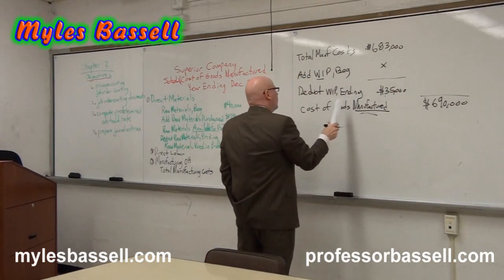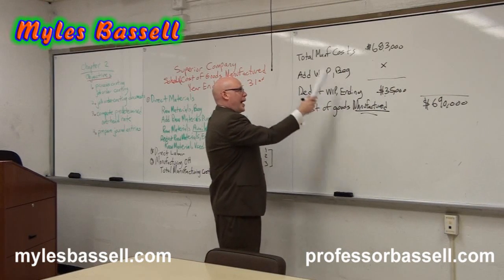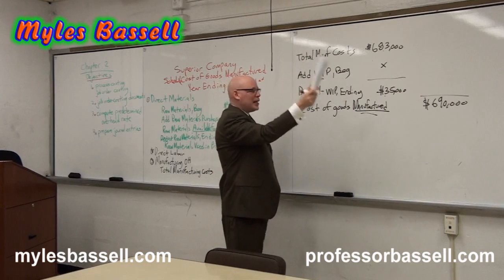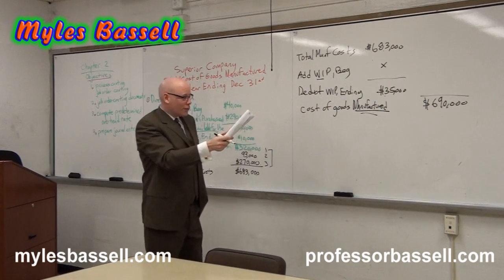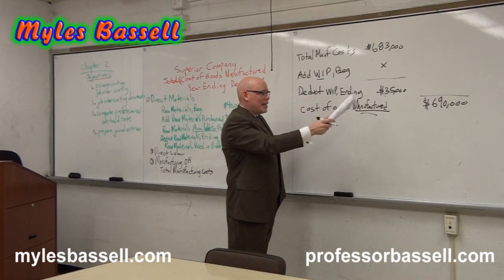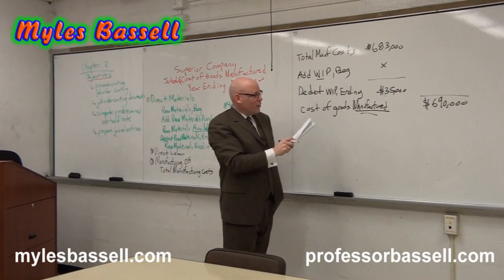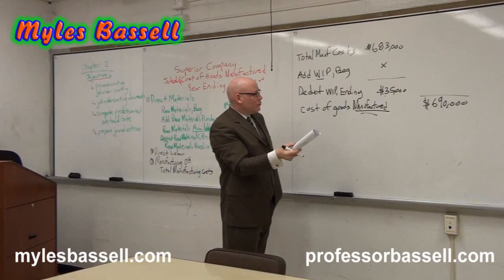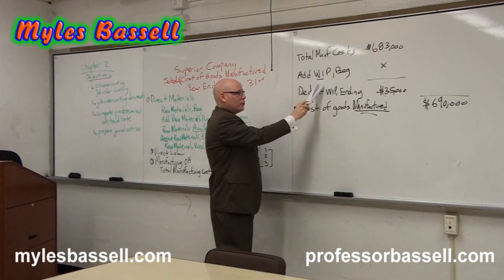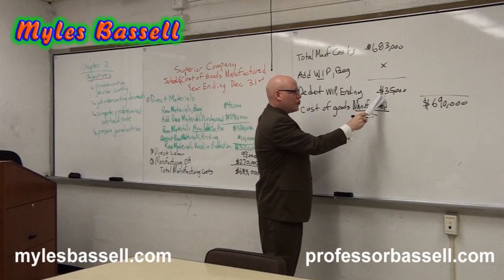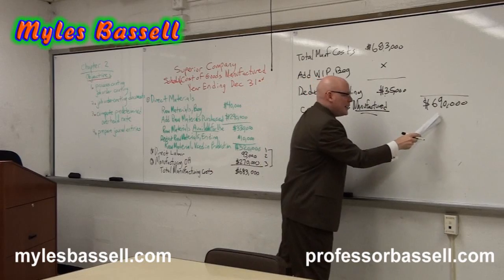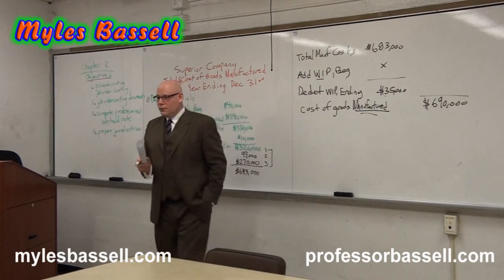So the way that we calculate that is we add the WIP that we had at the beginning of the period, and then we subtract the WIP that we have at the end of the period to get the net effect. So it's 683,000 plus the beginning WIP minus the ending WIP, which here they tell us is 35,000, and they also tell us that the cost of goods manufactured is $690,000.